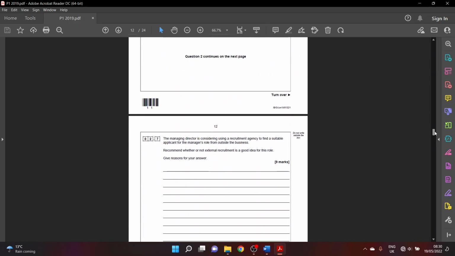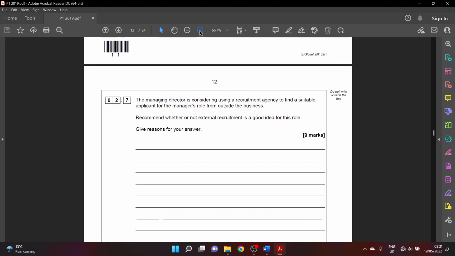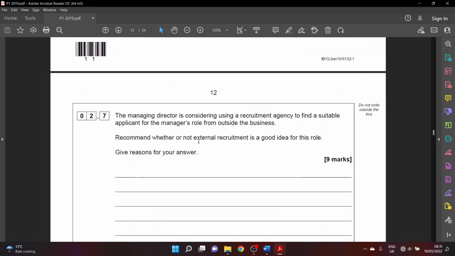So there's another 9-mark question here, and it's external recruitment, yes or no. So again, they've given you one option. In some 9-markers, they will say, should they do this or this? That tells you your paragraphs. The first paragraph is option 1, the second paragraph, option 2.